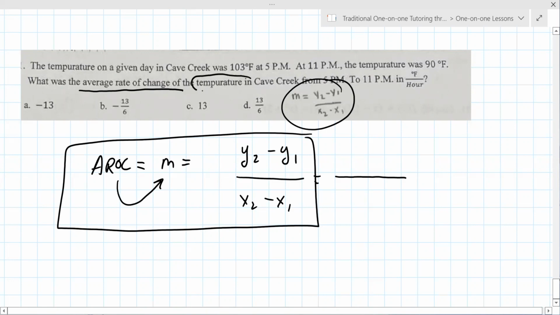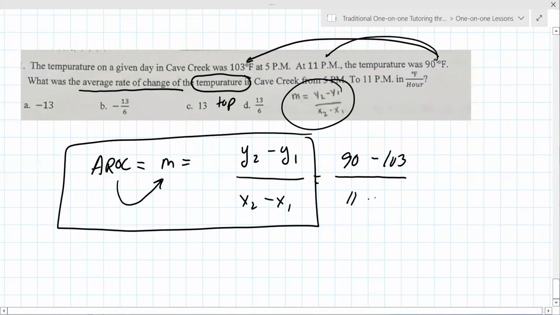They tell you what's on the top. They say temperature, whatever they're asking for, that goes on the top. And it's the later one minus the earlier one. So it's 90 minus, sorry, 103, and then from 11 p.m. to 5 p.m. So that's minus 13 over 6. And that's why you've got to be careful. See how both answers are here, whether you get your sign right. Think of it as new minus old. That could be one way to think of it.